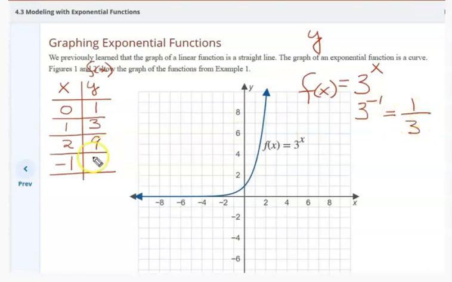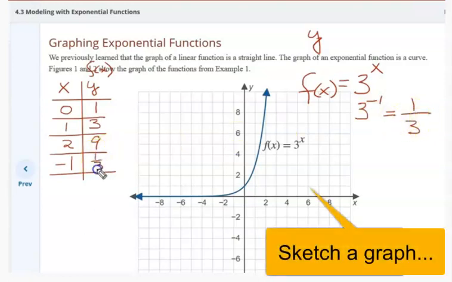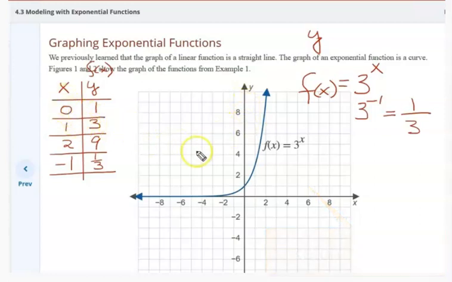So now you want to sketch a graph in your notes, and we're going to need up to, let's say, 9 or so up here. And we're going to plot these points. So if x is 0, y is 1, we got a point right there. If x is 1, y is 3, so we go up here.